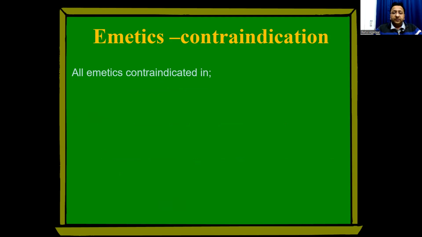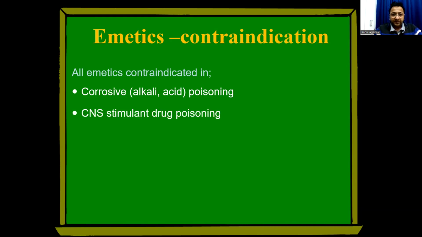Now, where are all the emetics contraindicated? Emesis is causing the vomiting. Suppose the poisoning is due to an alkali or an acid, a corrosive chemical. Then when emesis is occurring, it will come to the esophagus and it can burn the esophagus. So that's why emetics are contraindicated in corrosive poisoning.